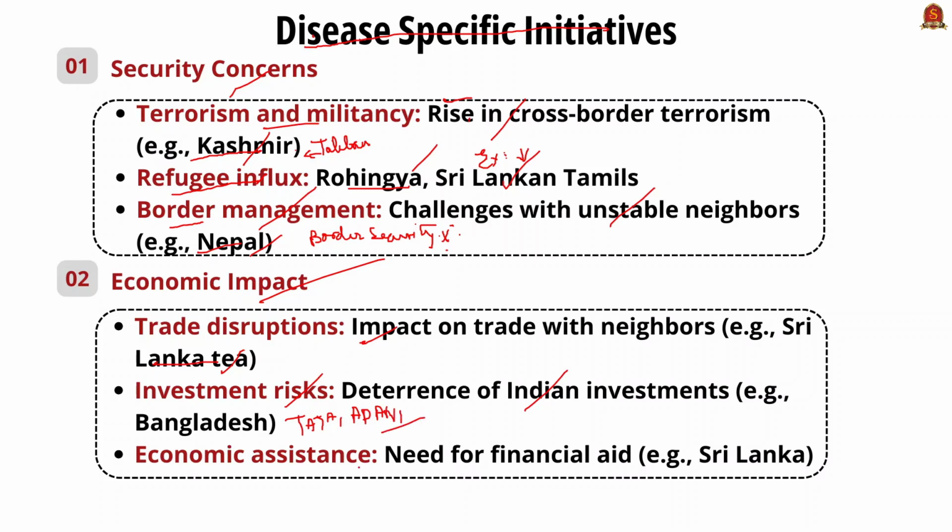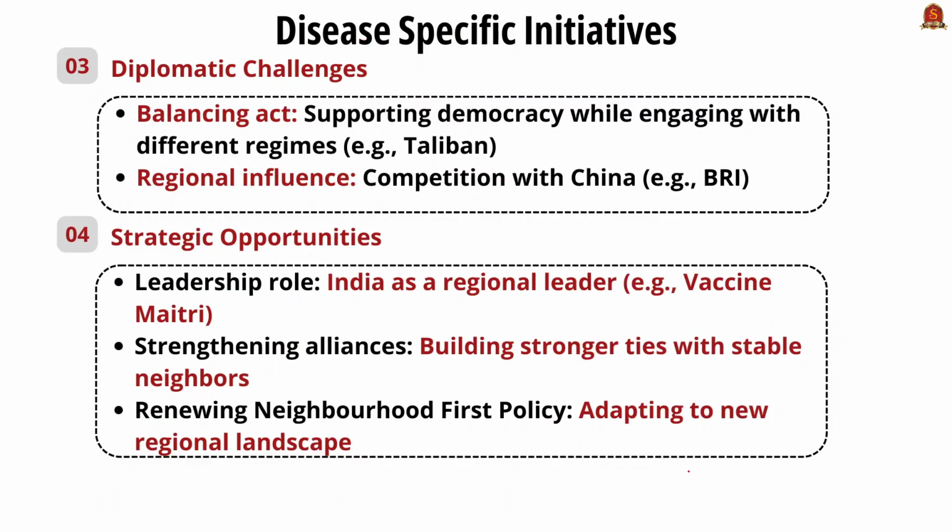And finally, it is the economic assistance. India might need to provide economic assistance or loans to stabilize neighboring countries. For example, India's financial assistance to Sri Lanka during its economic crisis, especially during COVID. Now, under the third challenge, which is the diplomatic challenges, India must support democratic values while engaging with whoever is in power to have a balance of act. For example, India's engagement with the Taliban in Afghanistan to ensure regional security and humanitarian aid without endorsing their regime.